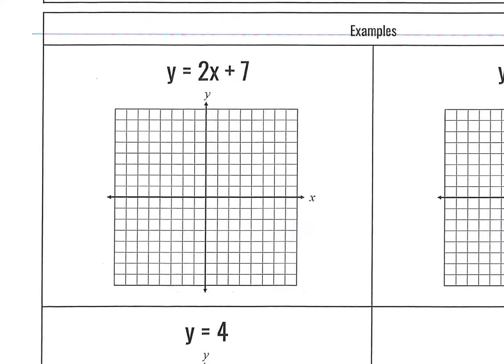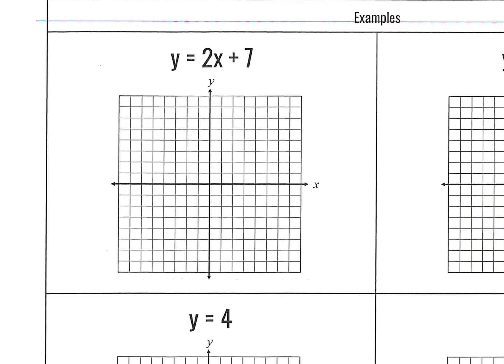All right, let's do this one. y equals 2x plus 7. So first thing we do is graph the y-intercept. Our y-intercept is 7. So it's going to go through our y at 7. So we're going to count 1, 2, 3, 4, 5, 6, 7 is right there. So we're going to place it at 7. That is our first point of this line.